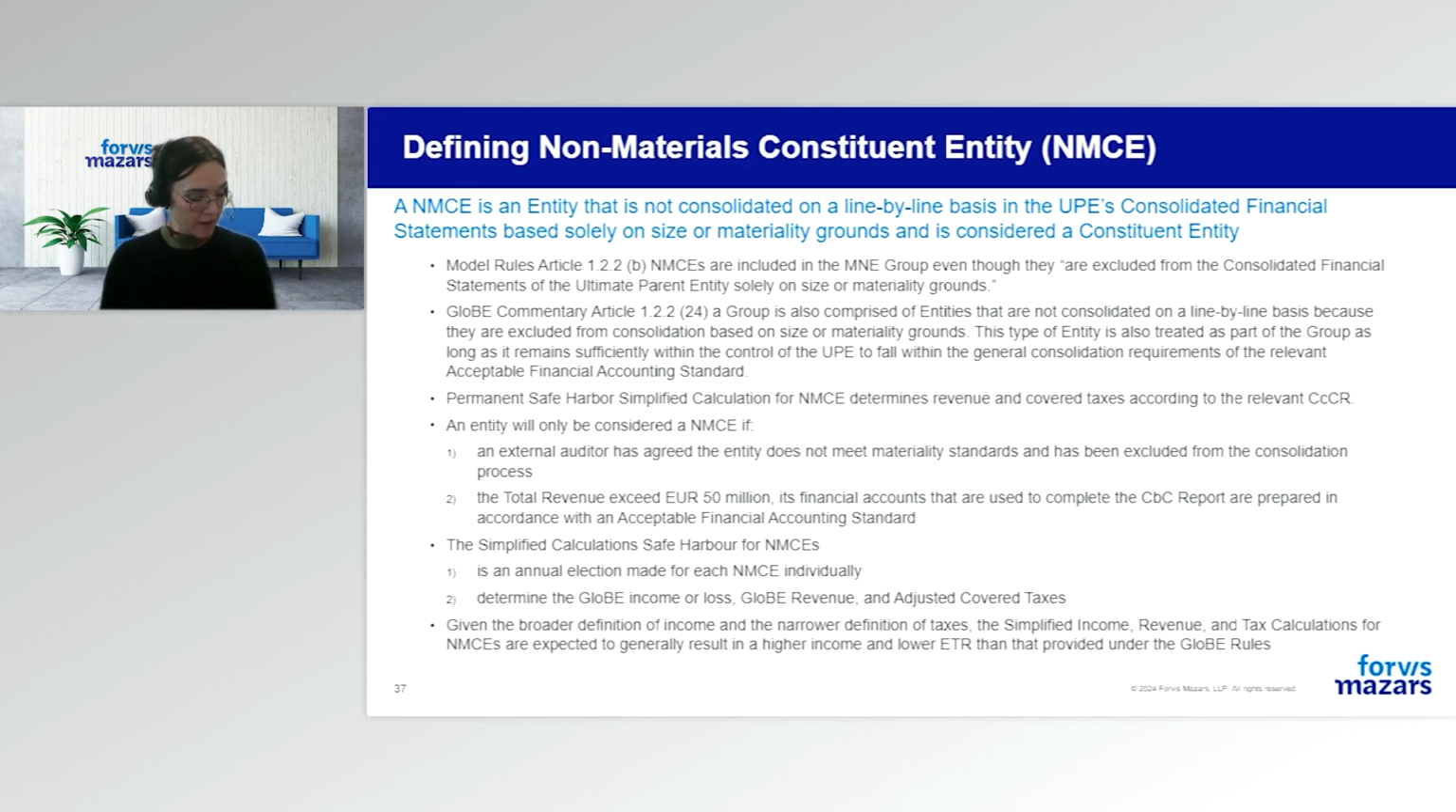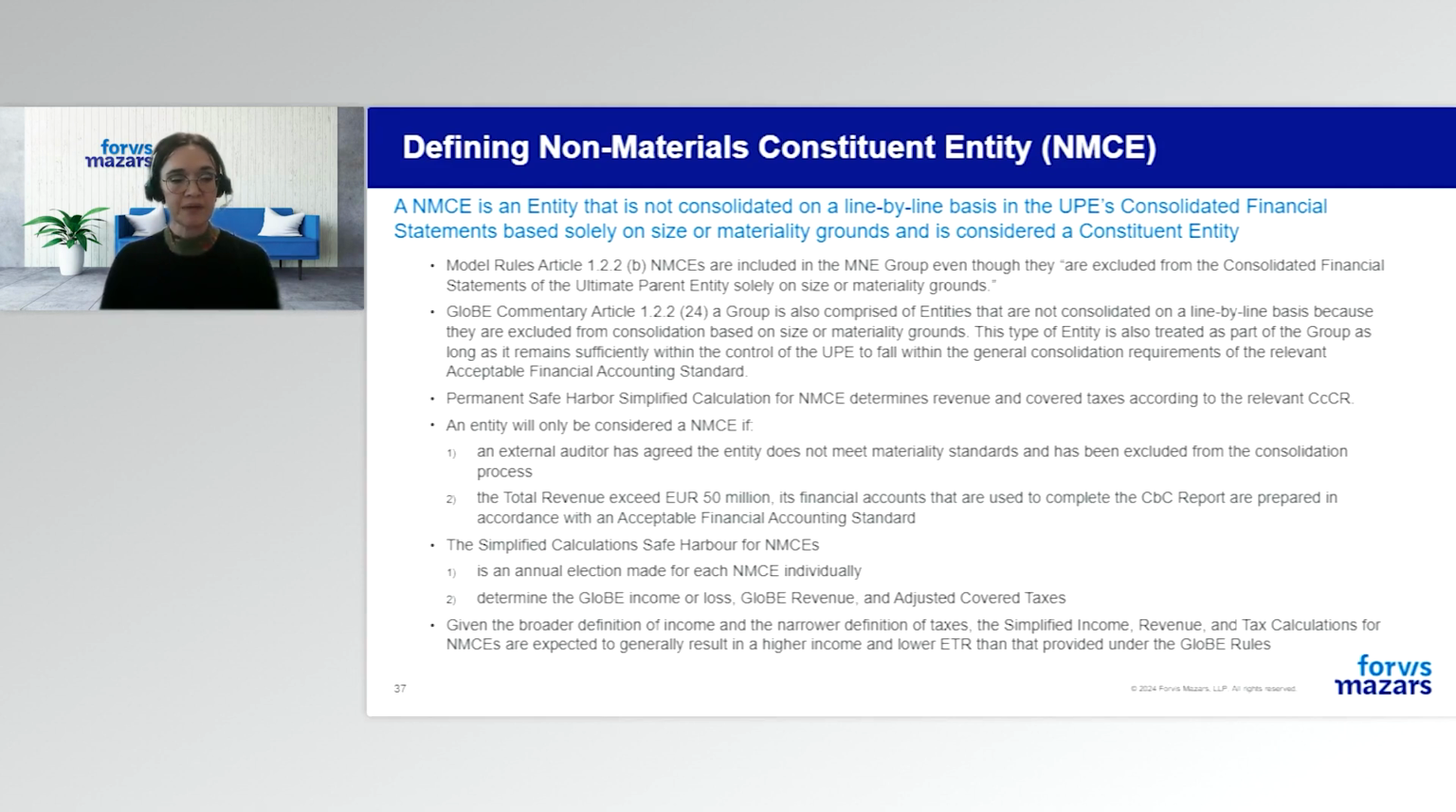An MNE group that is composed exclusively of a main entity and its permanent establishments cannot, by definition, have non-material constituent entities. On the other hand, an MNE group that is comprised of multiple entities, where it has a main entity and permanent establishment subsidiaries, if the main entity is a non-material constituent entity, then the PEs under the main entity are also non-material constituent entities.